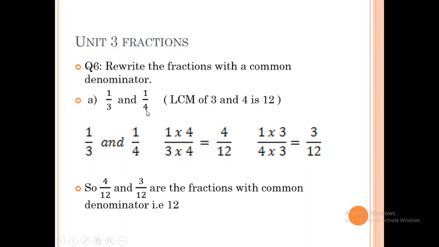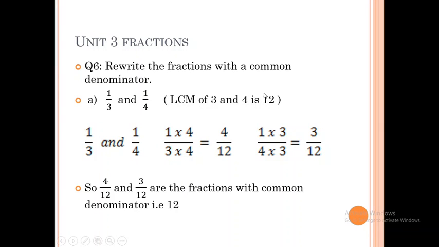There are different methods. The first one that I am using here is to take the LCM. You know what is the meaning of LCM? Least common multiple. LCM of 3 and 4 is 12. You have solved the exercise of LCM, but you can find it verbally also. 12 is the smallest number which is divisible completely by both 3 and 4. This is called the least common multiple.